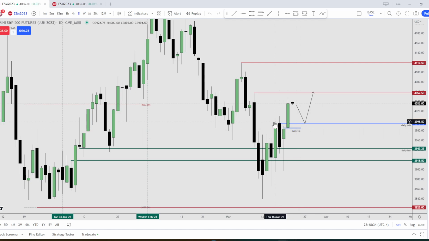So moving forward, I'm looking eventually to take this high out, right? So depending on what the FOMC results in, I'm still leaning towards this high here as my current bias. So let's break down into the 4 hours chart.